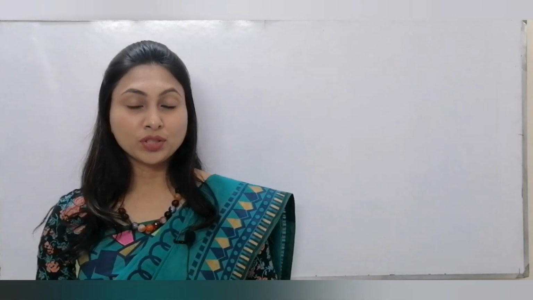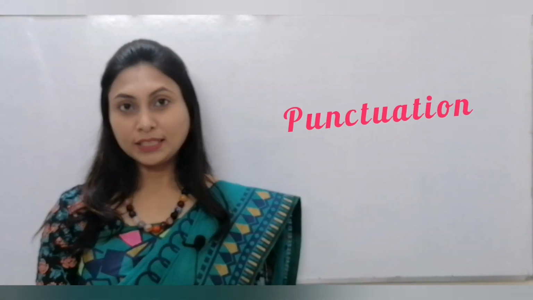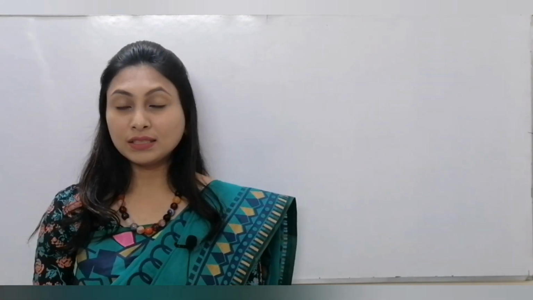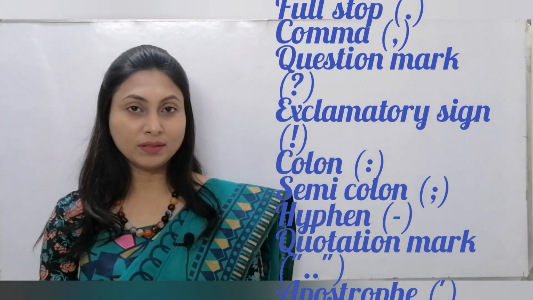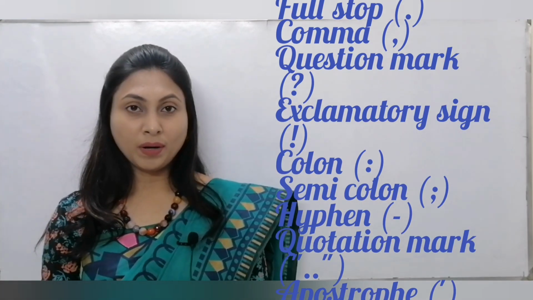Now it's time for punctuation marks. Punctuation marks are such kind of signs which are used to complete the sense of a sentence. Some punctuation marks are full stop, comma, question mark, exclamatory sign, colon, hyphen, semicolon, inverted comma, apostrophe, etc. Now, let's solve a board question and let's know the way to write the answer of punctuation marks.